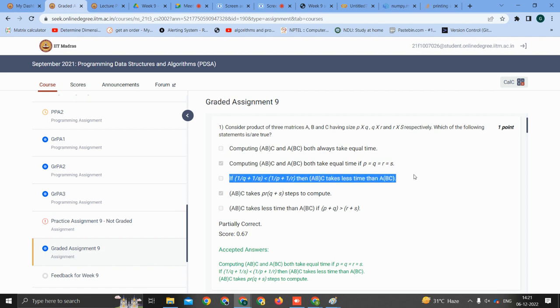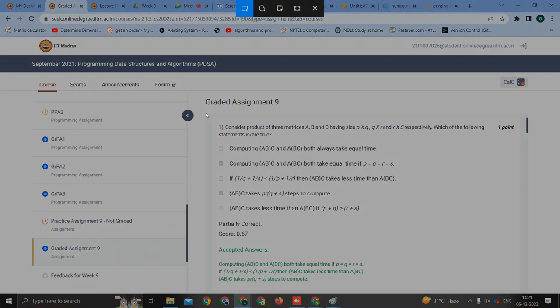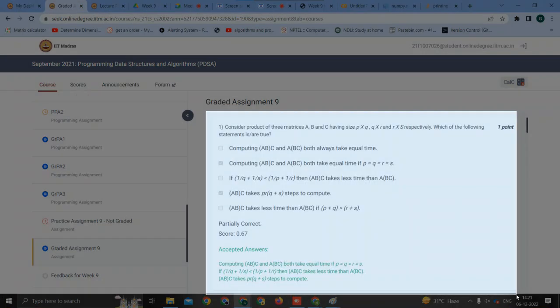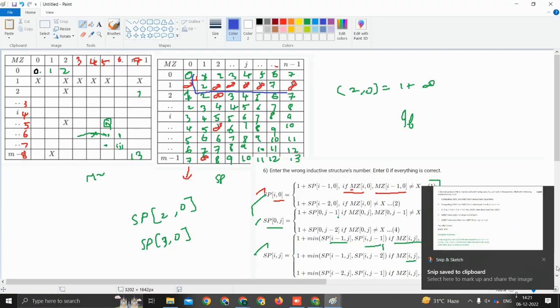Great. So this option also seems to be correct, but I did not mark that. But let's see. Let's do that for the last. Let's explore the fourth option. What does it mean? Shall I take it to the paint, so we might be able to understand?